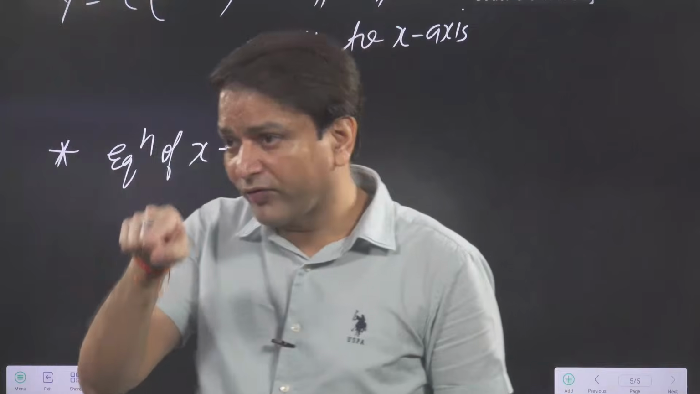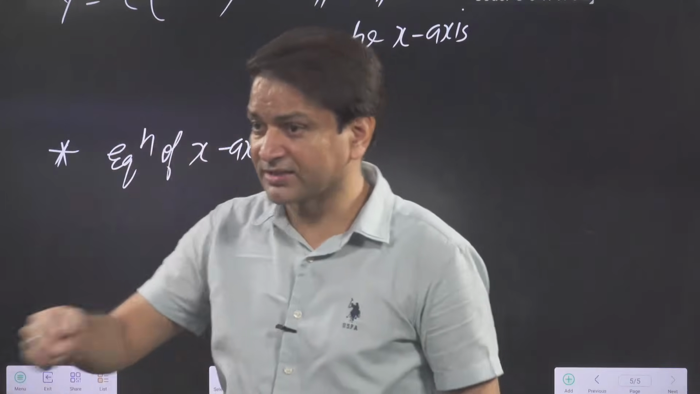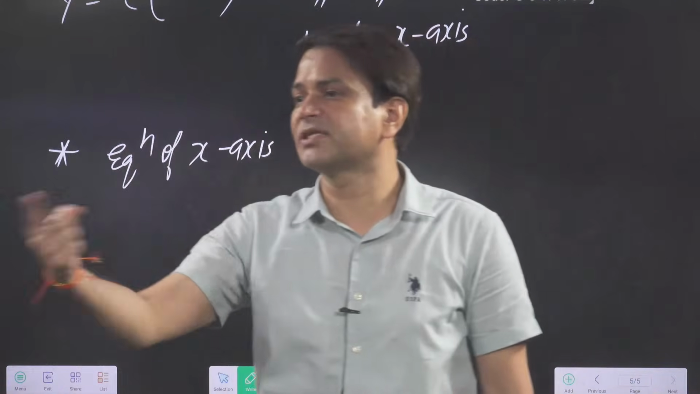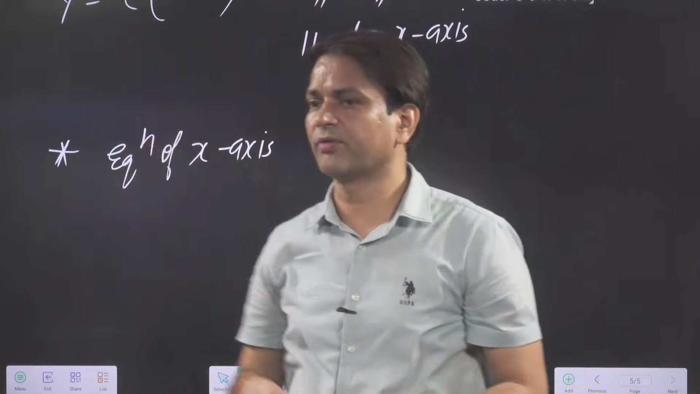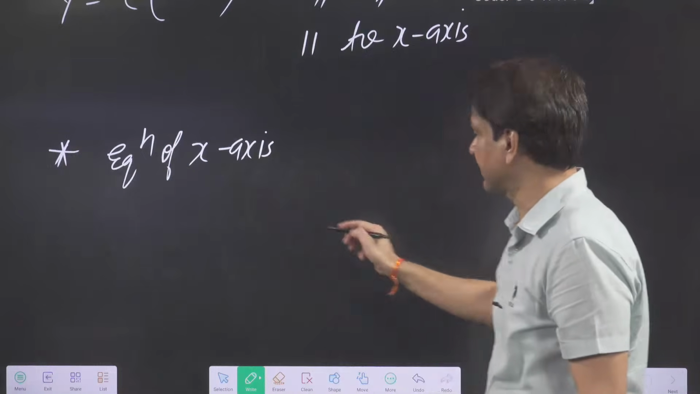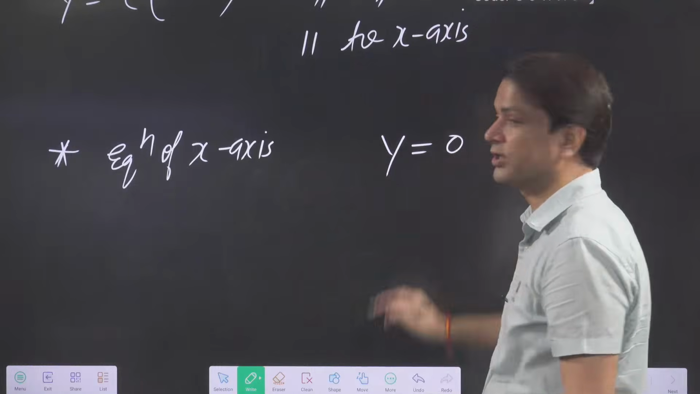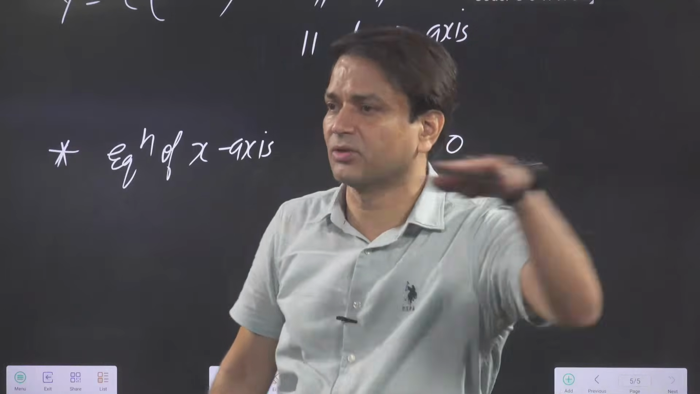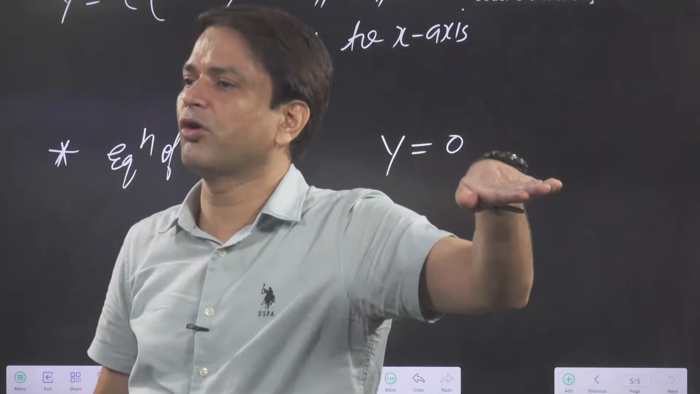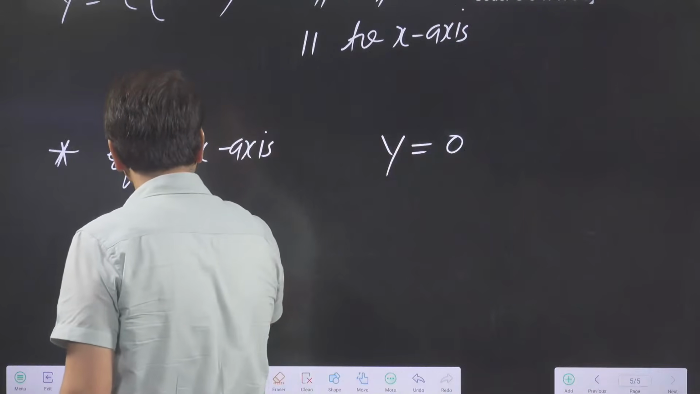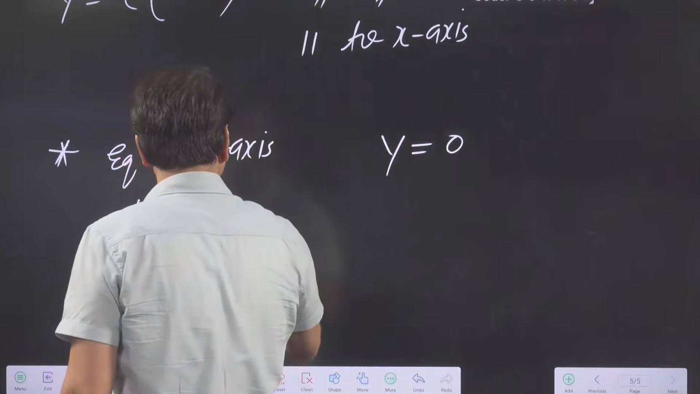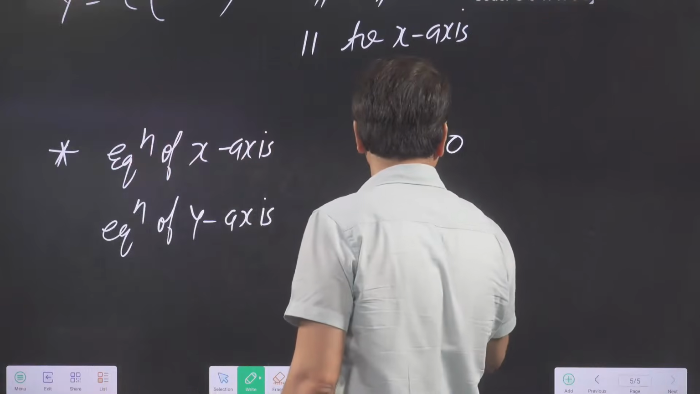So equation of x-axis. Equation of ground is what? y is equal to 0. Equation of this is what? x is equal to 0. Everybody got? So equation of x-axis is y is equal to 0. On the whole x-axis, what is the value of y? 0. And equation of y-axis is what? x is equal to 0.